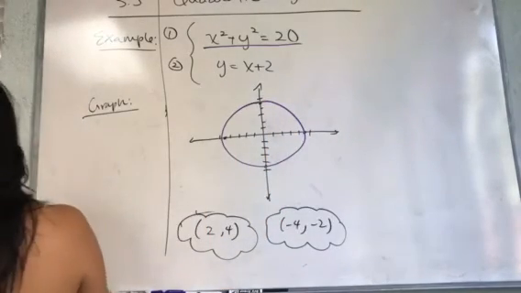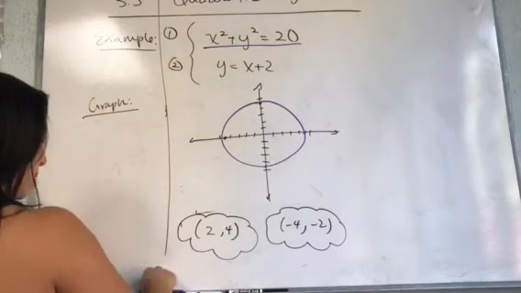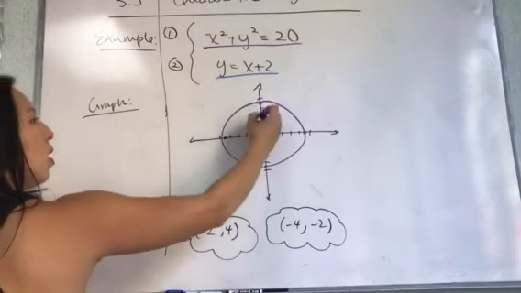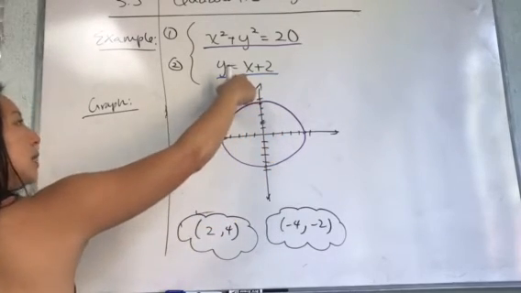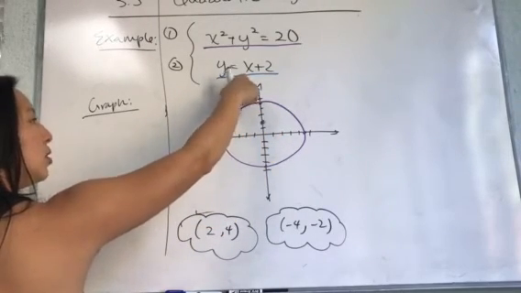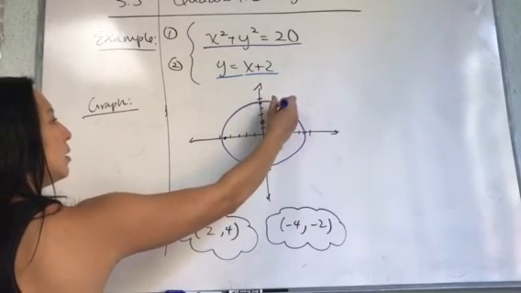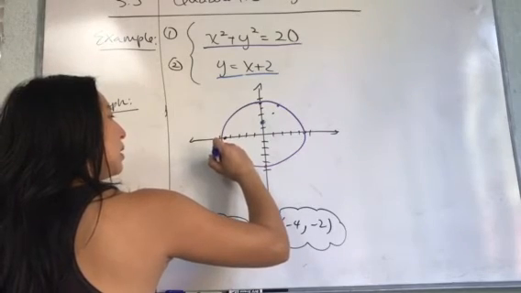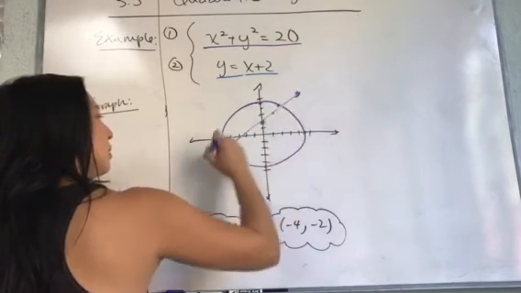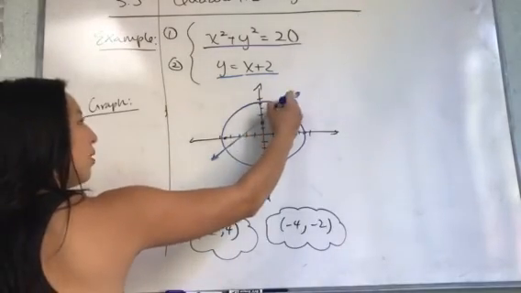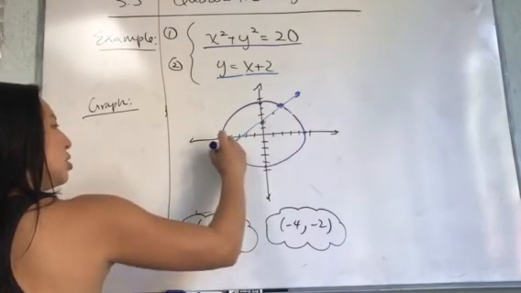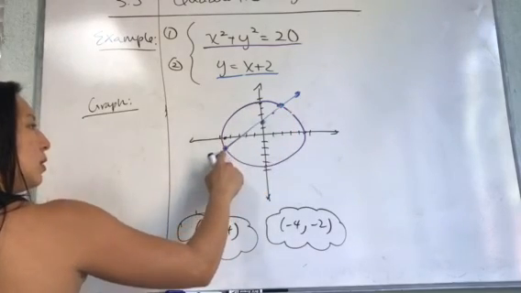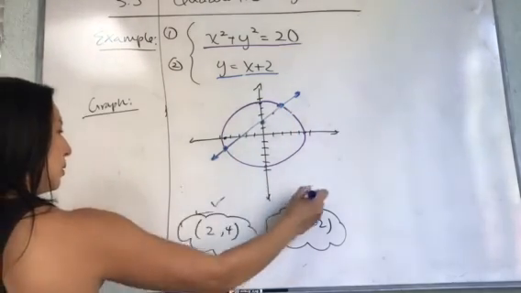Okay? And if I were to graph the equation of this line right here, I know that it has a y-intercept of 2, and it has a rise of 1 over run of 1, a slope of 1. So if I were to draw this line in, I should have, at my intersection points, something close to (2, 4) and (-4, -2). All right?